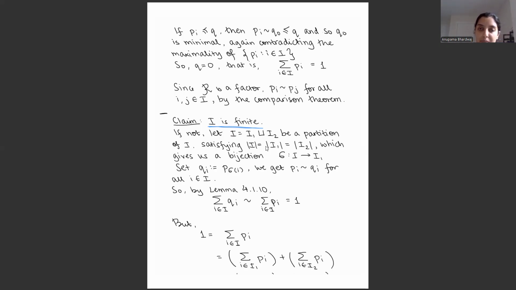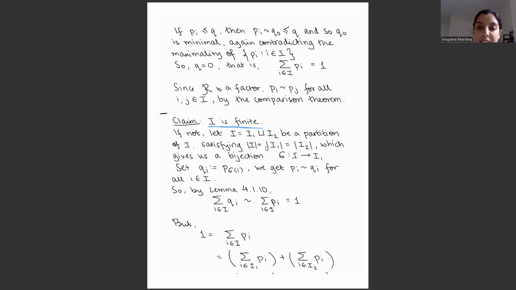If the indexing set for my minimal projections is not finite, then I can partition the set I = I1 union I2 into two disjoint sets. The indexing set is going to be divided up in such a way that the cardinality of I1 is equal to the cardinality of I2, which is equal to the cardinality of I. You can do this, right? If you don't have a finite set. And so you get a bijection sigma from I to I1. Let's set Qi to be P of sigma i. Basically, I'm just labeling it as Qi, but it's P indexed by sigma i.